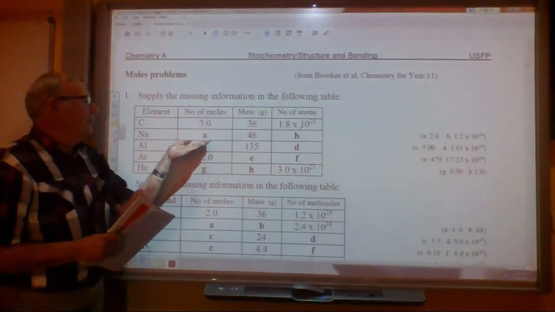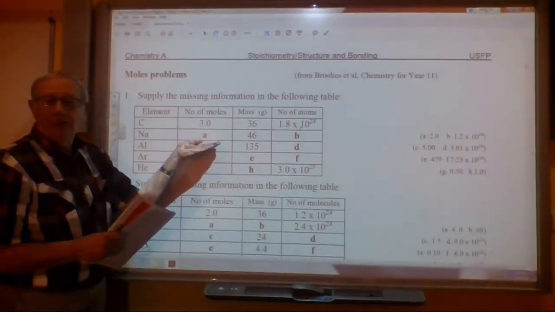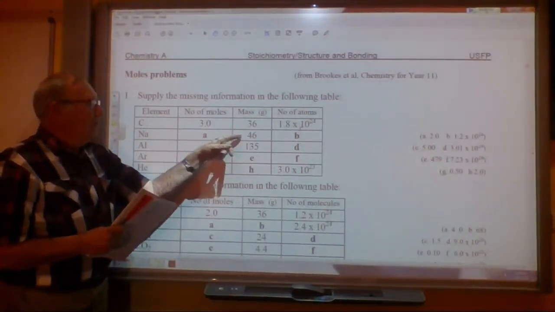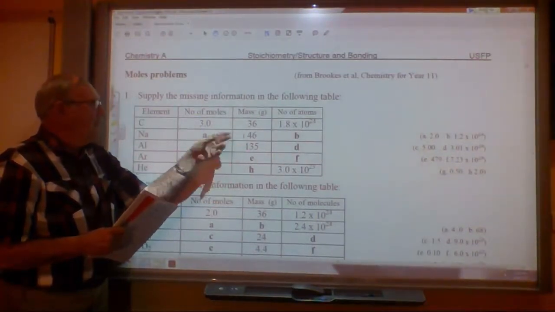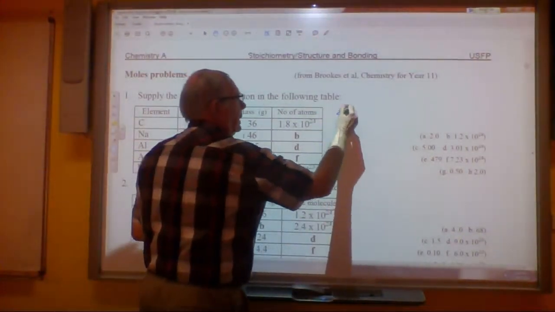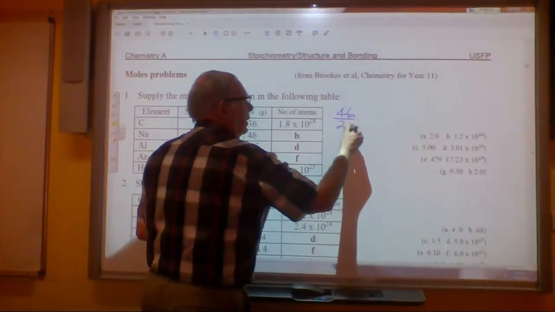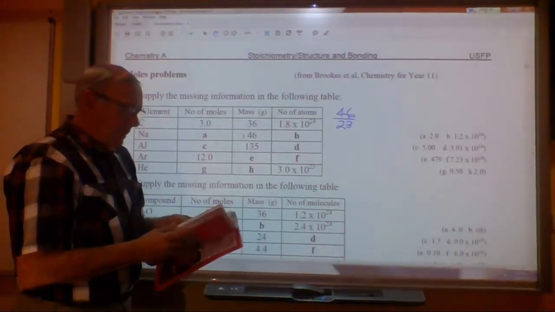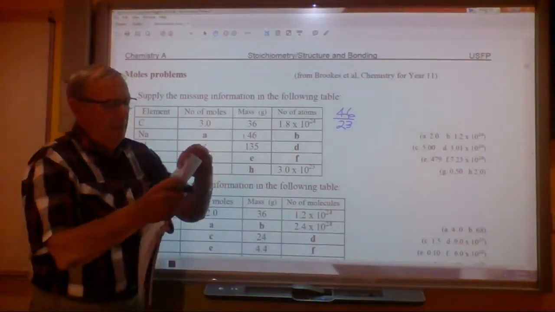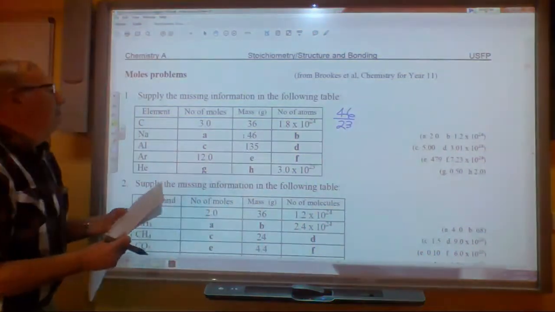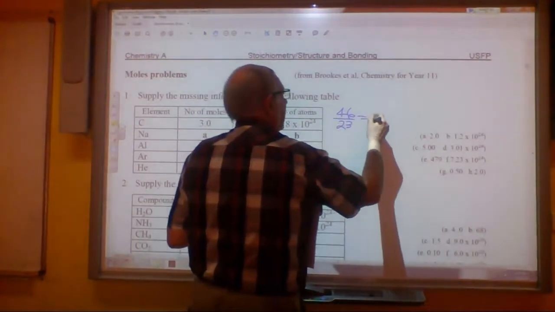So this is what we've got to do now for sodium to get our answer for the number of moles. We've got 46. How do we convert grams to moles? We divide through by the molar mass. So this would be 46 divided by 23. Where does the 23 come from? Well, it comes from our periodic table. If we have a look at that at the back, we may be able to see sodium here is 23. So that then, as you can see, comes out as 2.